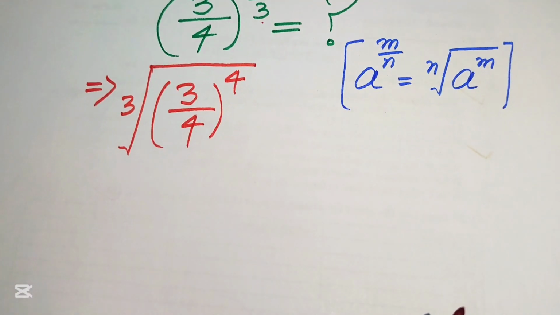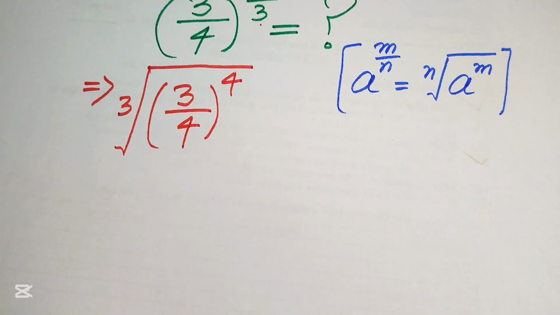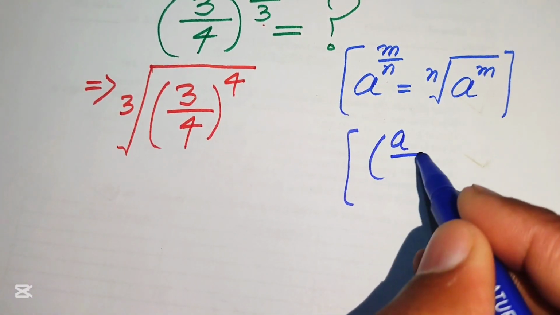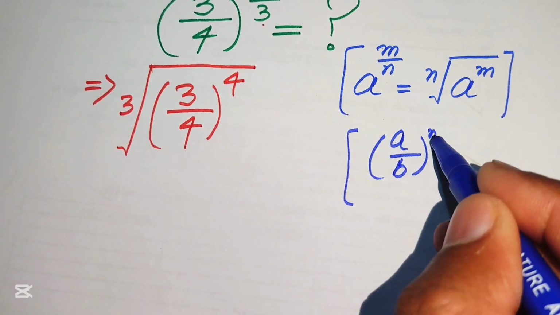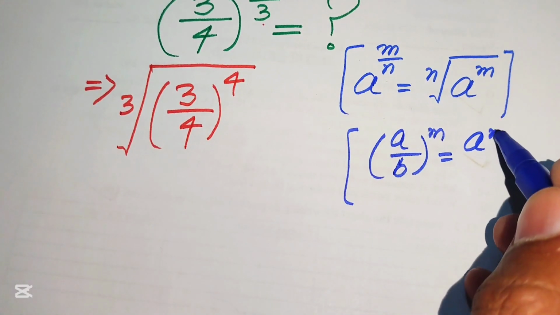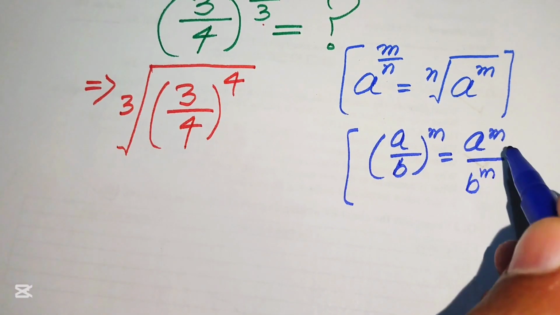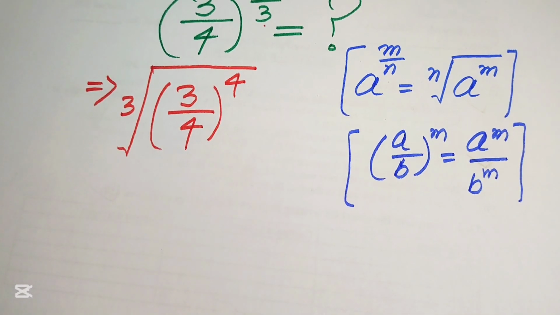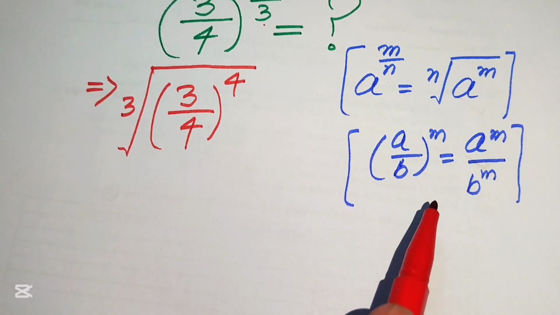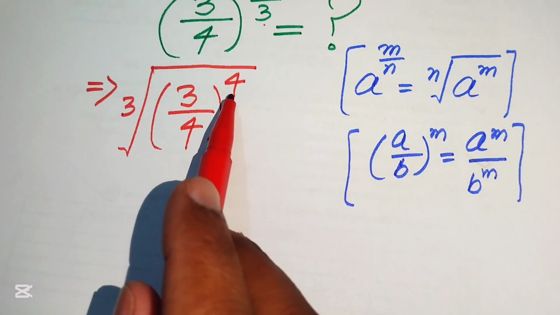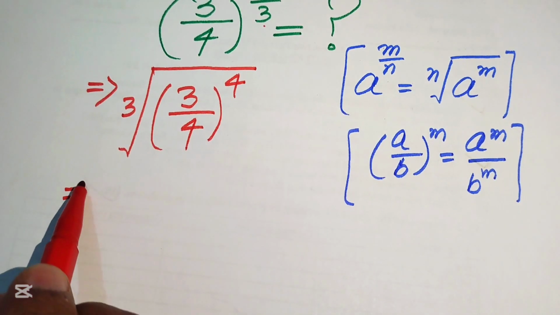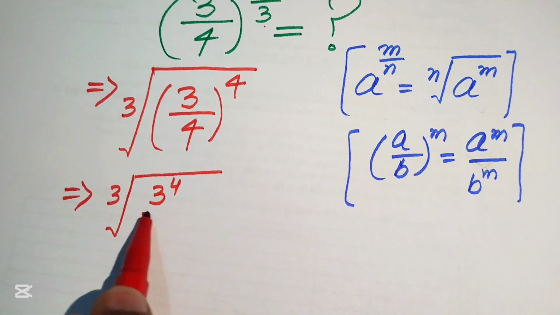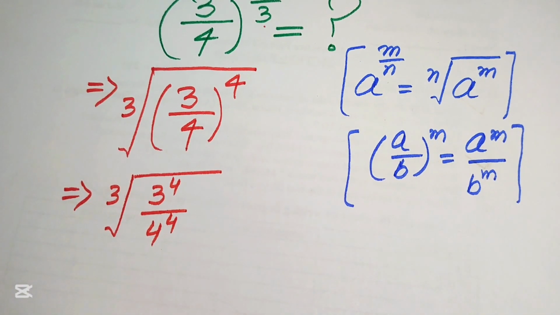Okay, so after that here we need another exponent law, and you know that if we have a divided by b and its exponent is m, it is equal to a to the power of m divided by b to the power of m. It means that if you have a fraction and its exponent, then you can apply this exponent on both of these terms in this way. Okay, so here we just apply this fourth power on both of these terms, and we write it as cube root of 3 to the power of 4 divided by 4 to the power of 4.